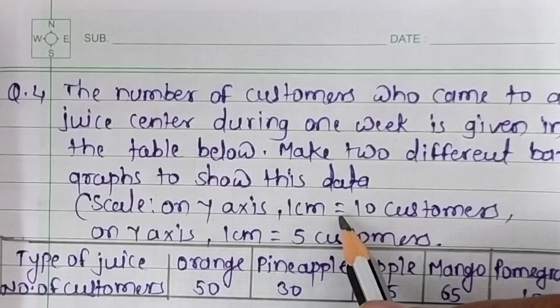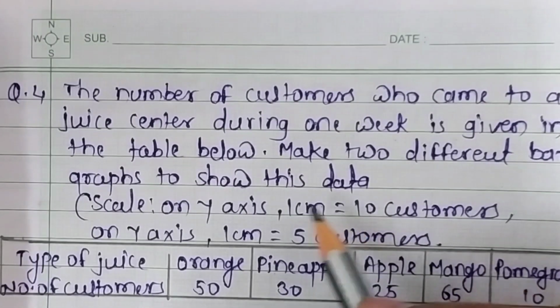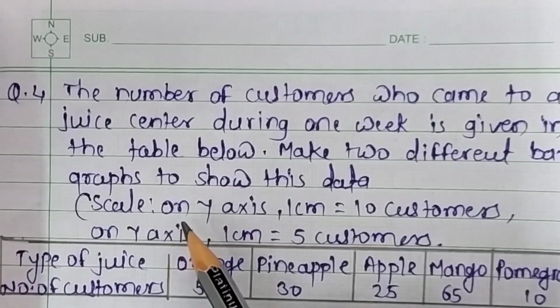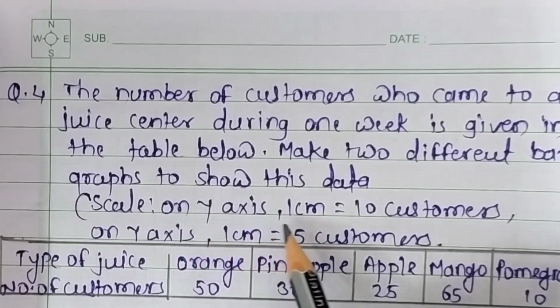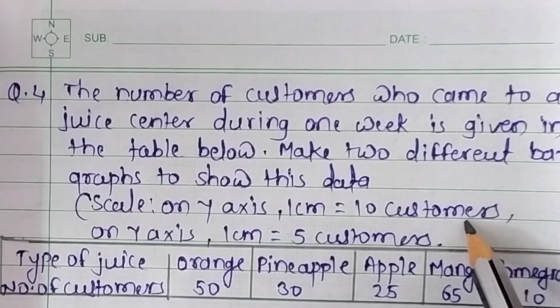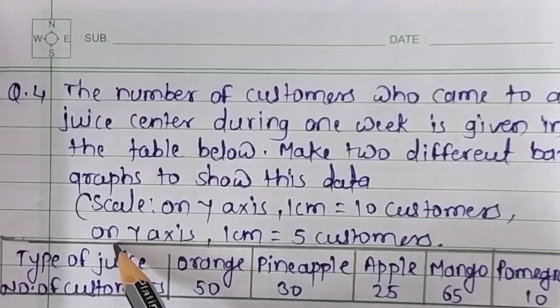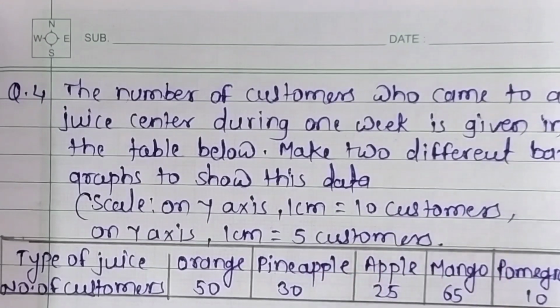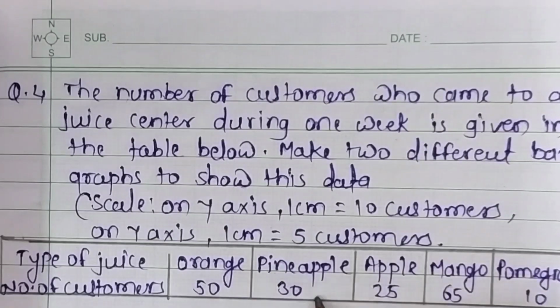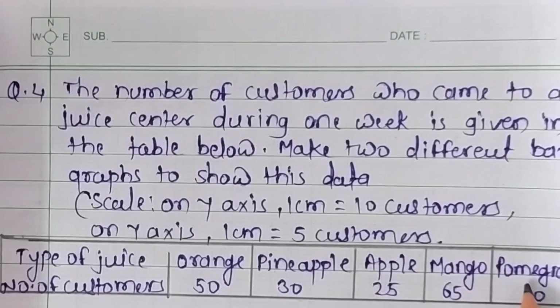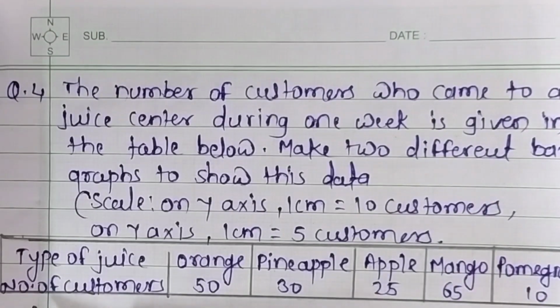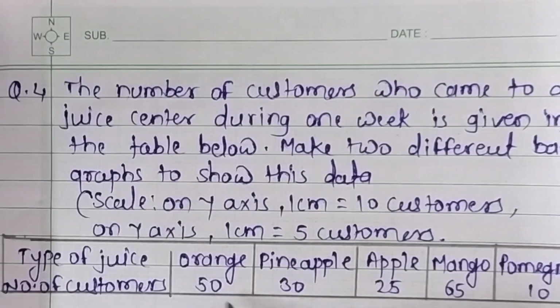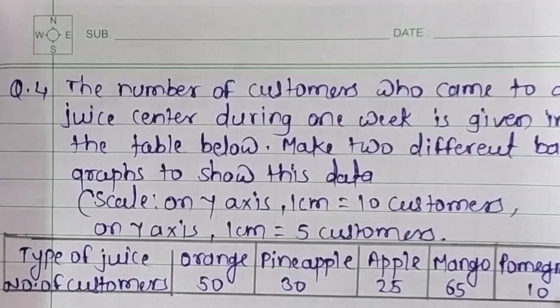In this question, we have to draw two bar graphs. The scale given to us on the y-axis is 1 centimeter equal to 10 customers, and for the second graph we have to use the scale 1 centimeter equal to 5 customers. The types of juice are orange, pineapple, apple, mango and pomegranate, and the number of customers are 50, 30, 25, 65 and 10 respectively.